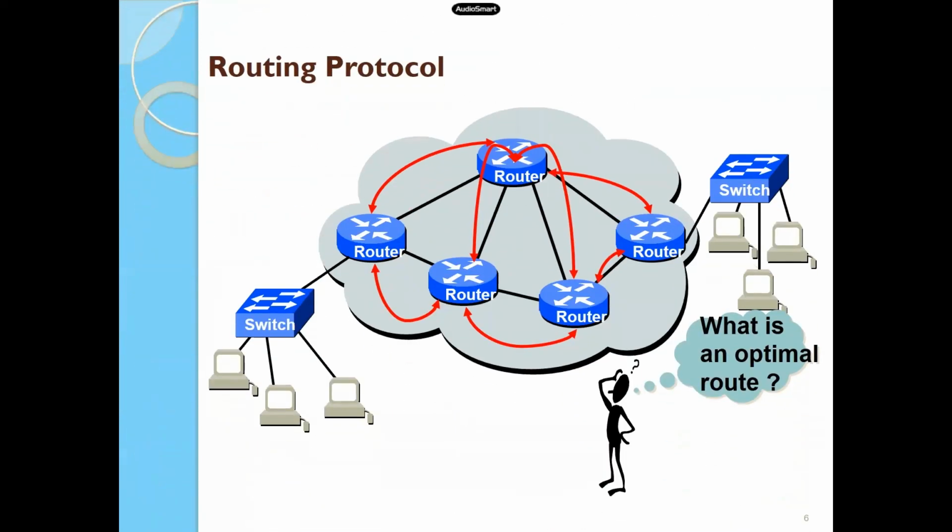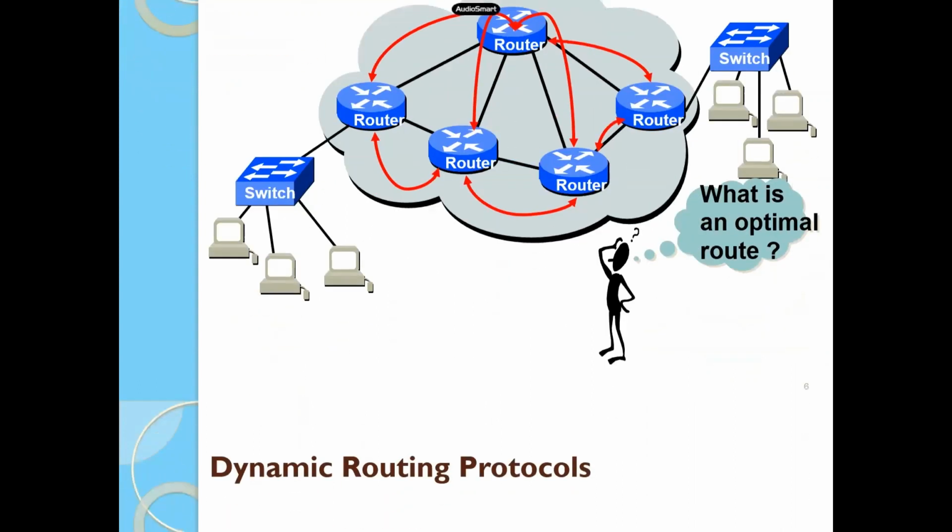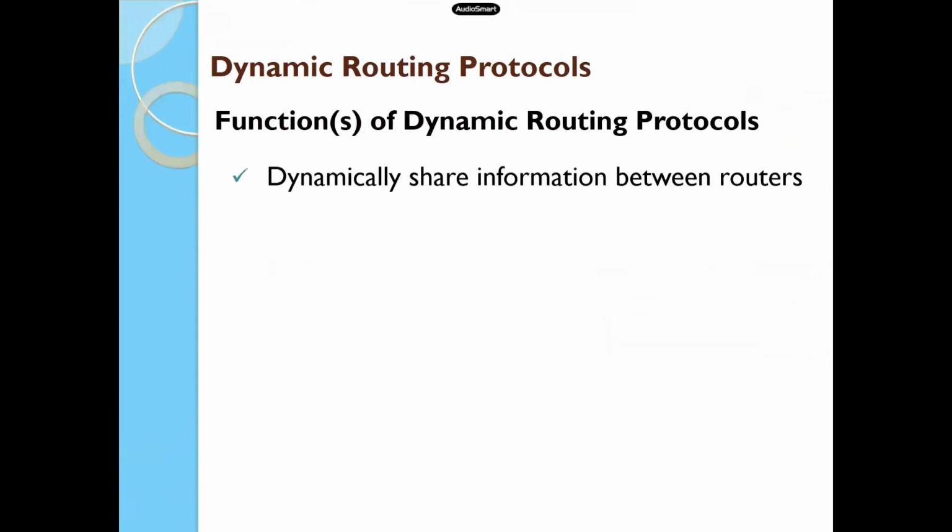All right, so what is the need of routing protocol? That's pretty much like the example I just showed before. There are many paths where the message can travel from network A to network B. So what is the optimal route? How will the router decide to pick a certain path over the other? And in here, we're going to talk about the concept of metrics in a few minutes. But let's talk about the functions of dynamic routing.